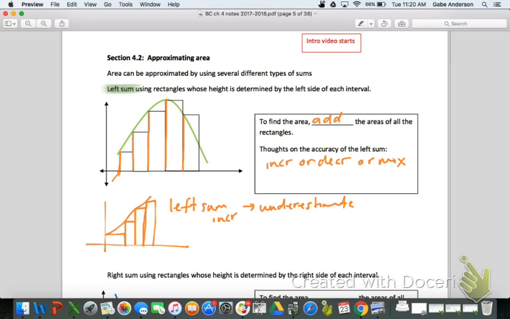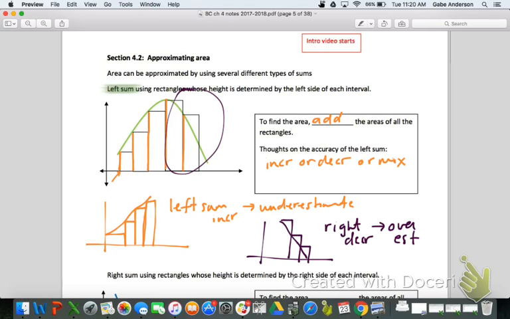Hopefully that makes sense. And then you can see that if we had a decreasing function, like the right side of this graph, then it's going to be a very different result. If we have a decreasing function and we use a left sum, then you can see all those rectangles are actually going to be above the curve. So a left sum on a decreasing graph will be an overestimate. So that's the main factor you want to consider, as to whether an estimate is going to be too high or too low. It really depends on whether the function is increasing or decreasing on that particular interval you're looking at. Okay, next we'll look at a right sum.